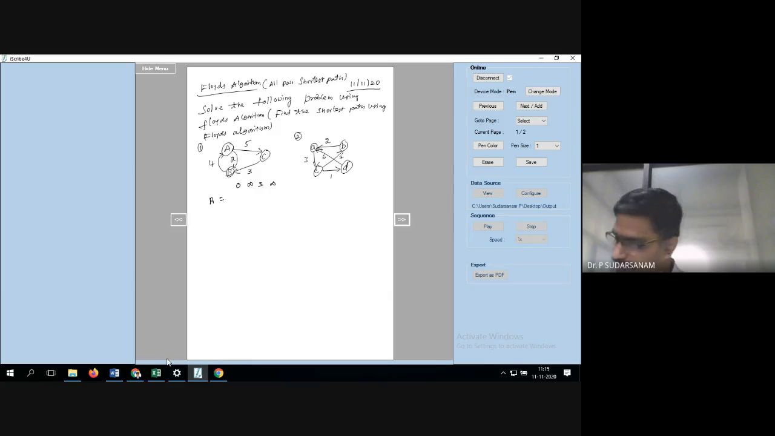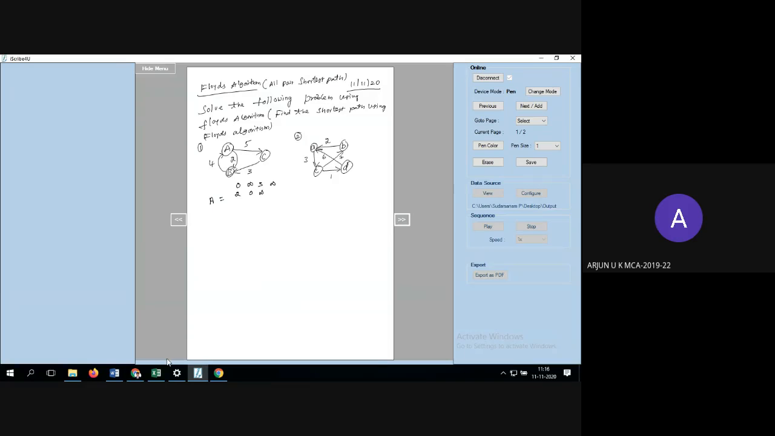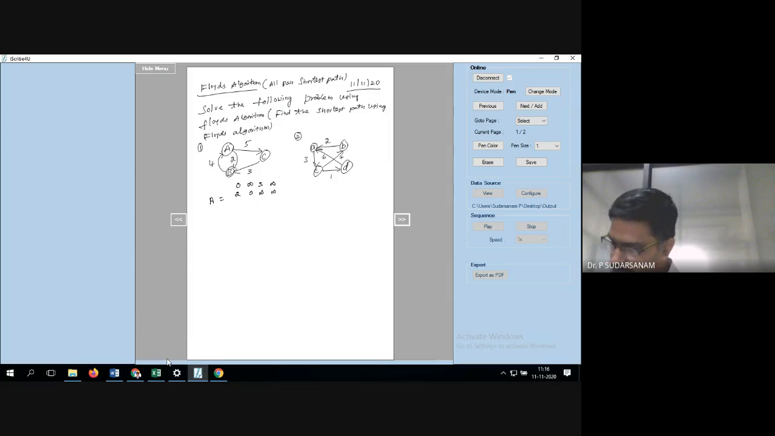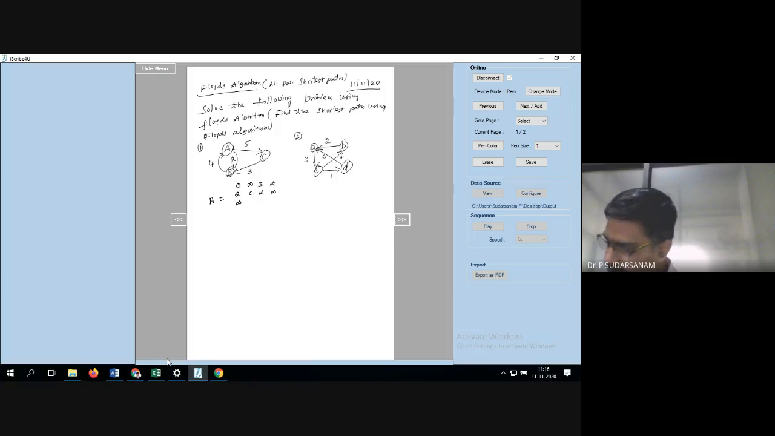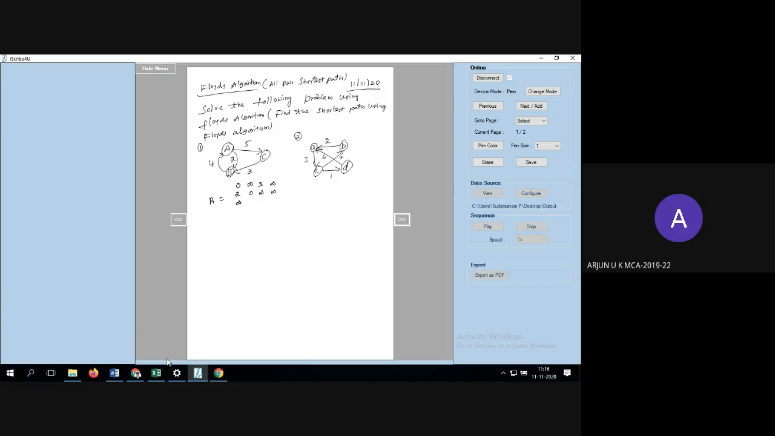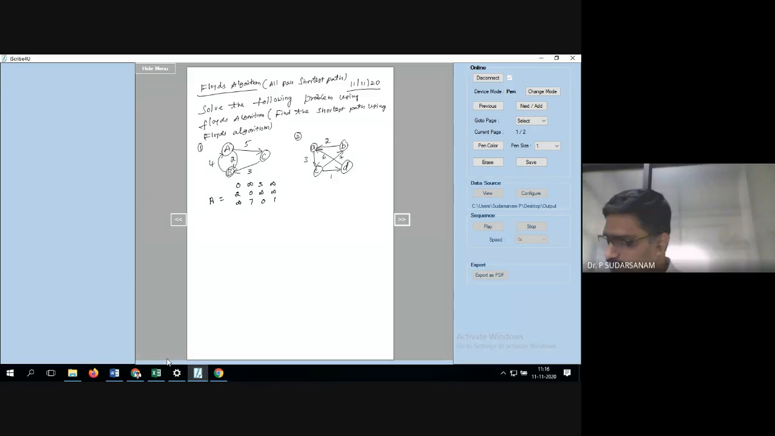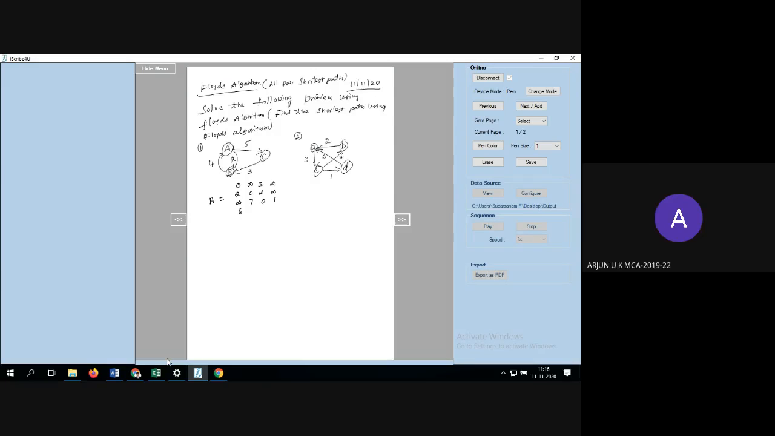B to A, 2, sir. B to B, 0. B to C, infinity. B to D, infinity. C to A, infinity. C to B, 7, sir. C to C, 0. C to D, 1, sir. D to A, 6, sir. D to B, infinity. D to C, infinity. D to D, 0, sir.